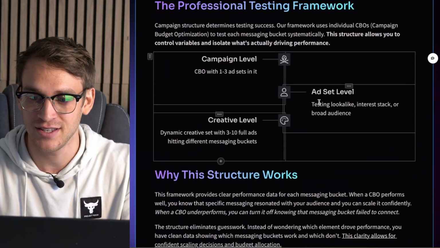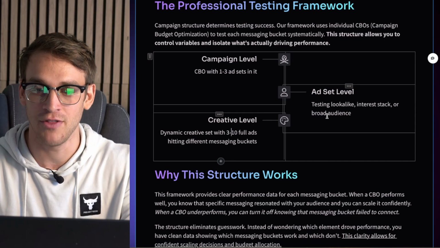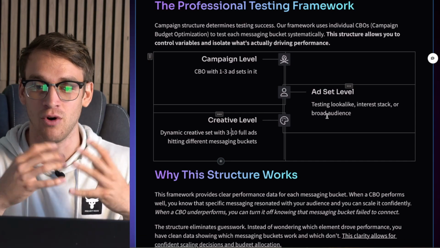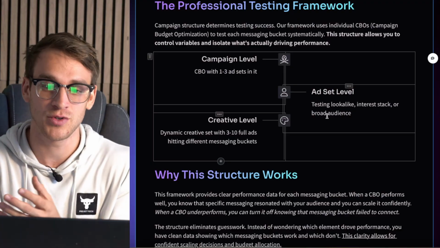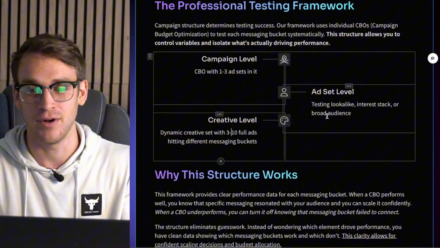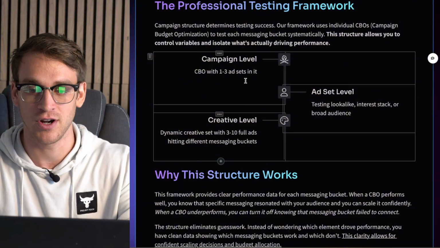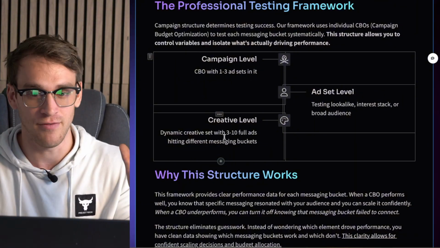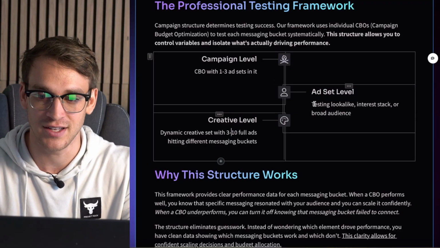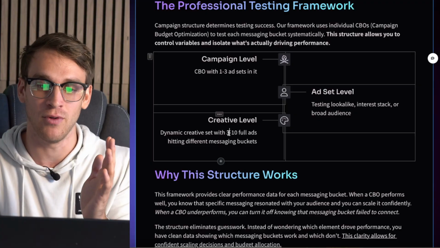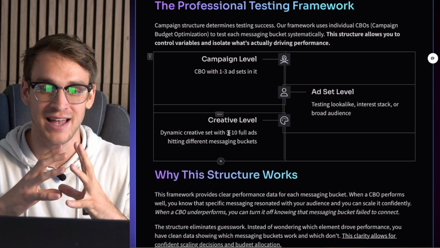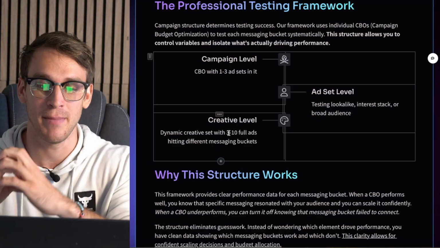Now each ad set, lookalike, interest stack, or broad, they all have the same ads within them. So the only variable we're really testing is on the ad set level, which is the different audiences. Of course, we're testing the creatives within the dynamic creative set, but just like in this overall 3-step structure here, that's what we're testing. So very simple. CBO with 1 to 3 ad sets. These are the ad sets you can split test between. We run dynamic creative with 3 to 10 full ads in there. And each dynamic creative set is a separate messaging bucket, okay?